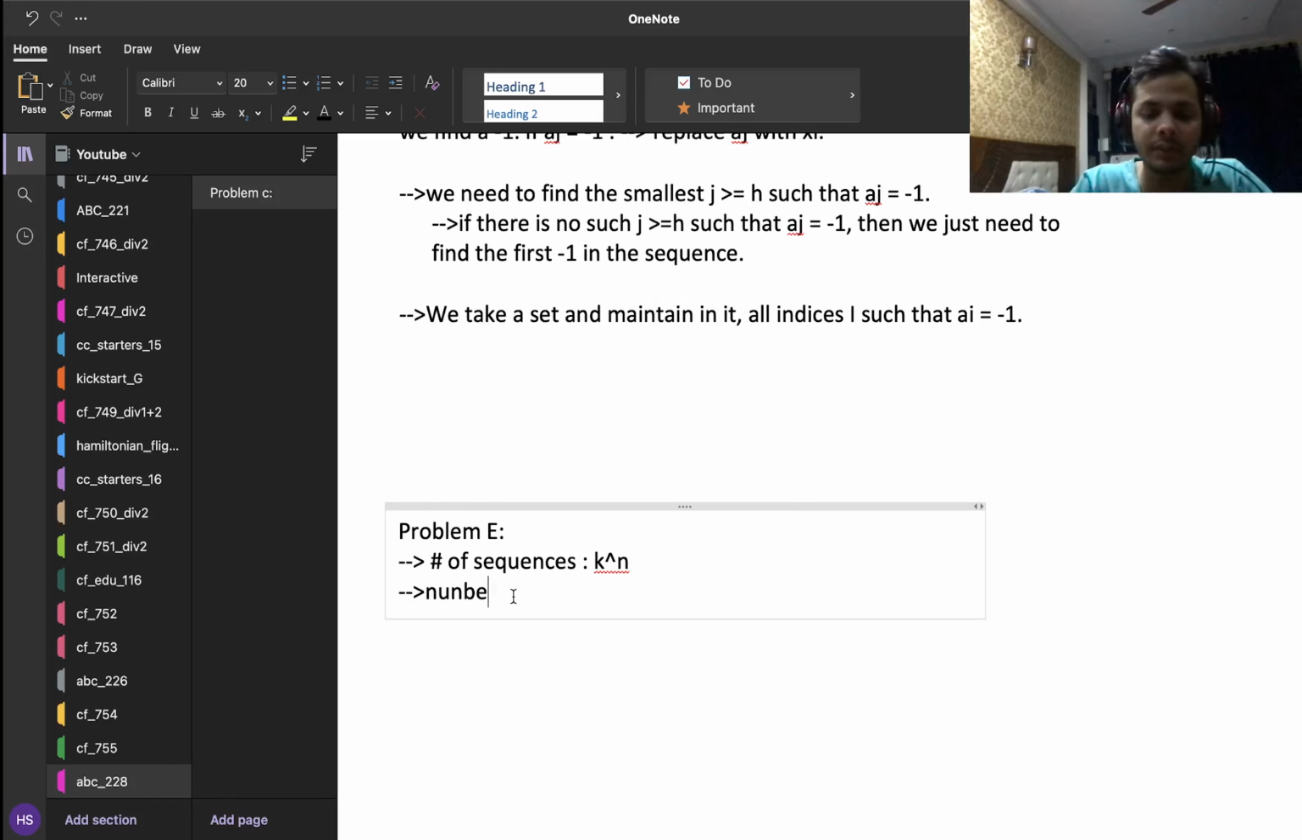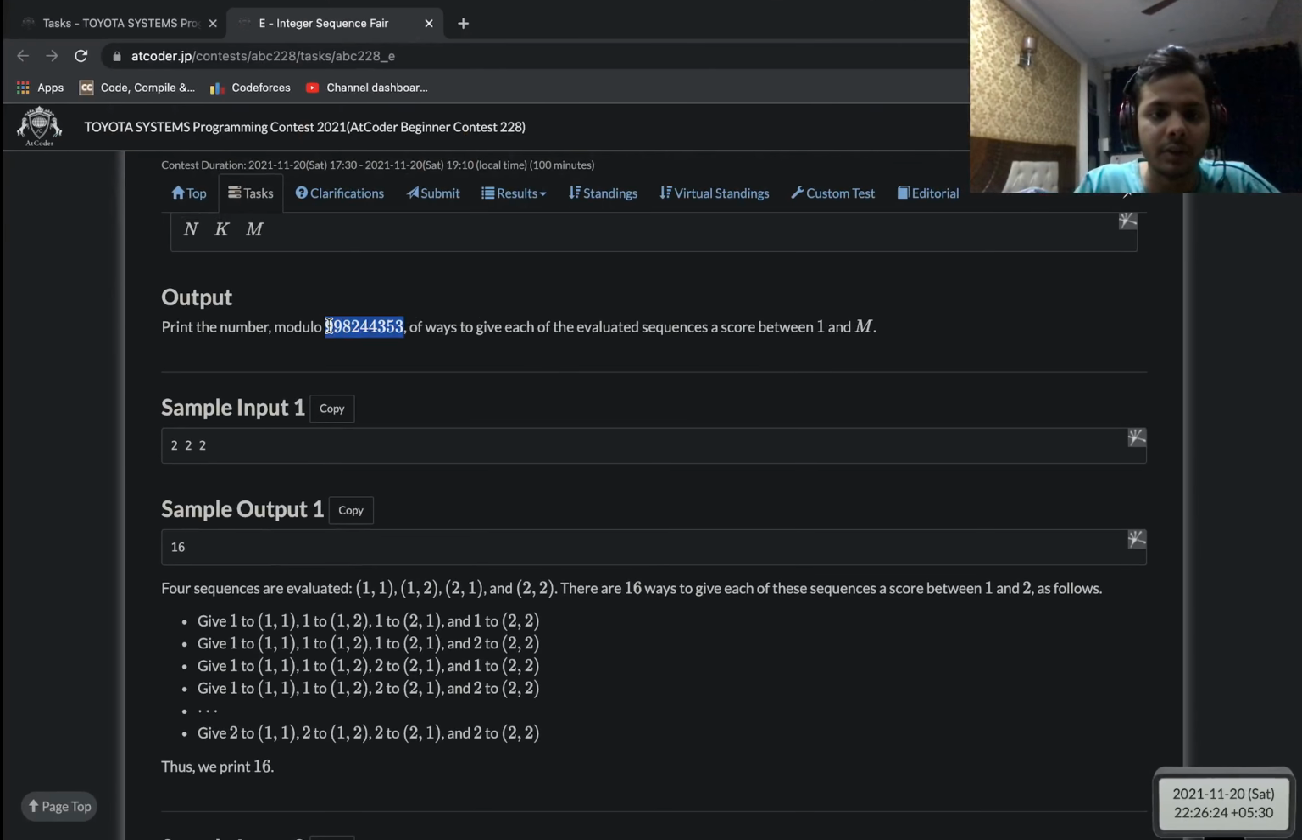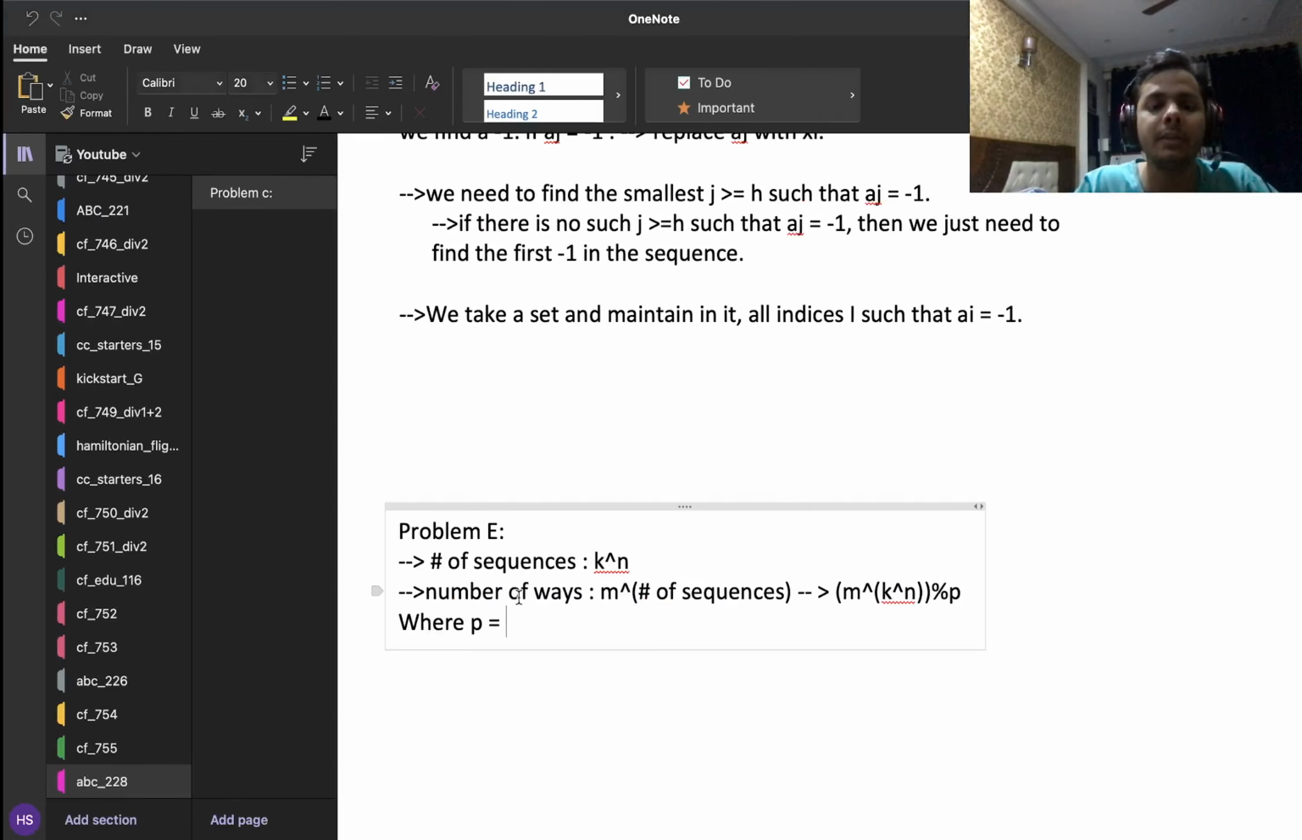So the total number of ways then becomes m raised to the power the number of sequences, because for each sequence we have m choices. And so our final answer just becomes m raised to the power k raised to the power n. And we need to find this value modulo p, where p is equal to this number given to us. And obviously this is again a very standard number, and we know for sure that this is a prime number.